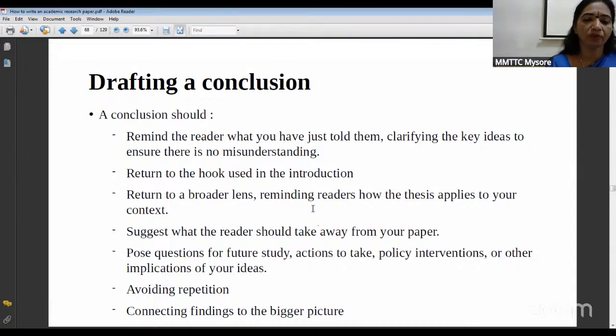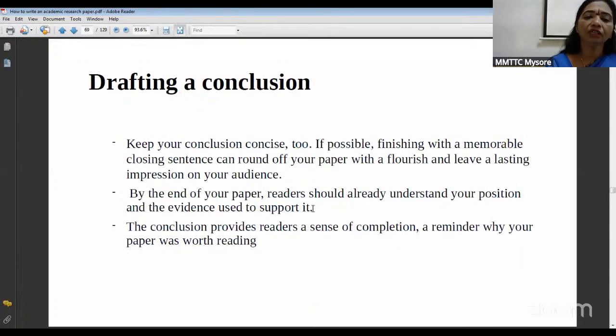That's a future perspective: actions to be taken, policy interventions, or other implications of your ideas. Avoid repetition in the conclusion, and connect findings to the bigger picture. Keep your conclusion concise and very short, and if possible, finishing with a memorable closing sentence can round off your paper with a flourish and leave a lasting impression on your audience.